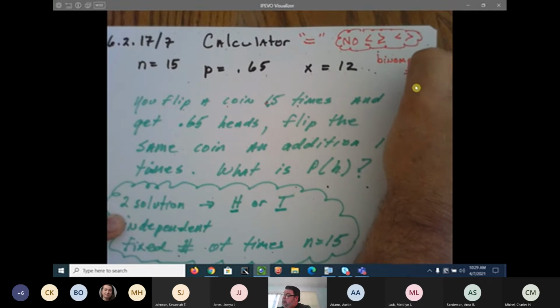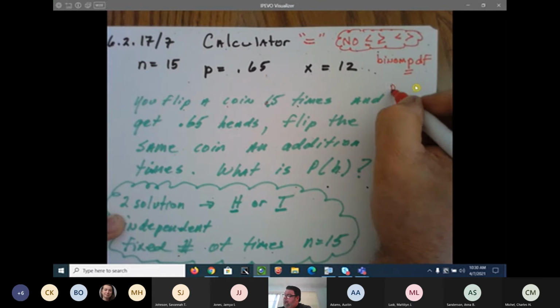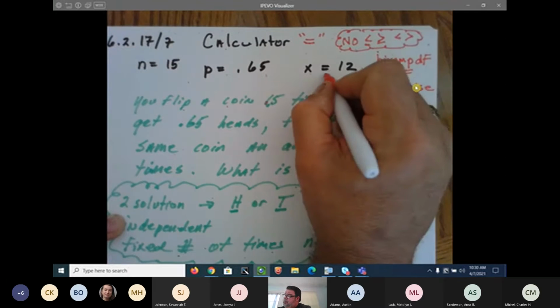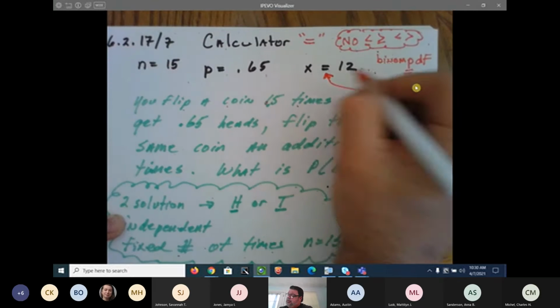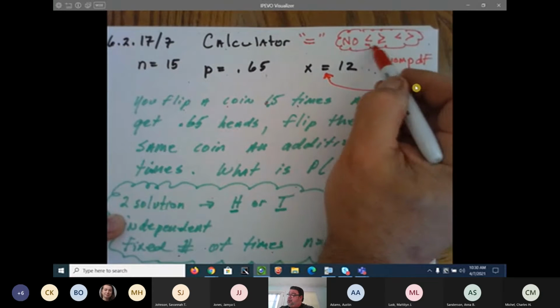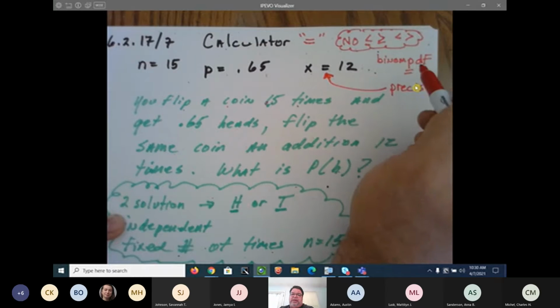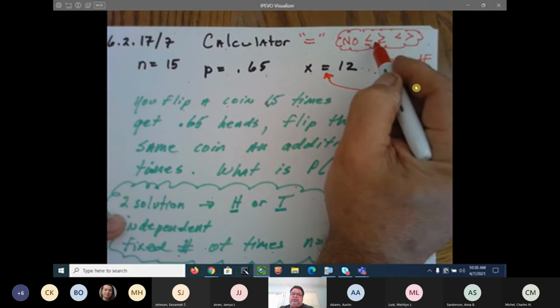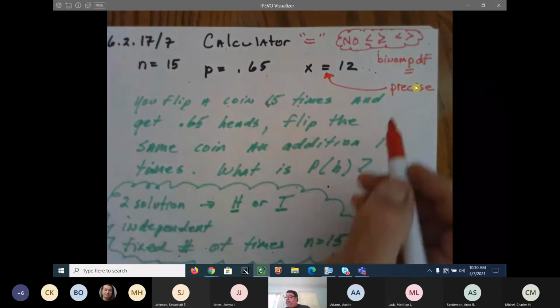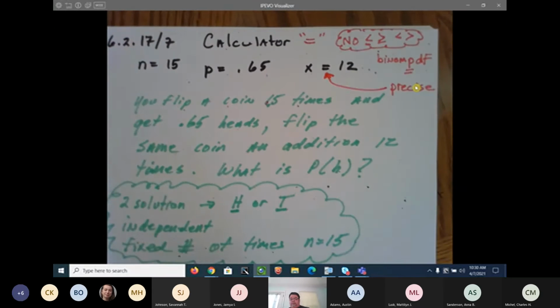PDF. PDF, I like to tell people, it stands for precise. Precise means equals. All right. Now, if you see an inequality in your problem, and you're going to see those, then you're going to go to binomial CDF. But right now, since we're dealing with equals, you're talking about PDF. So how do you do it?